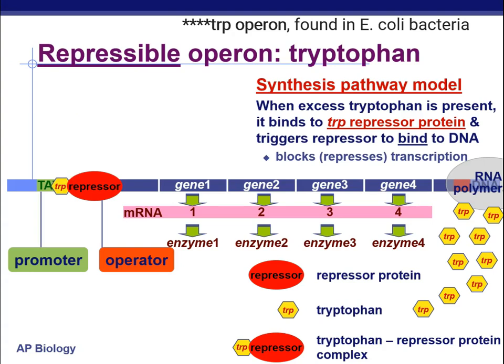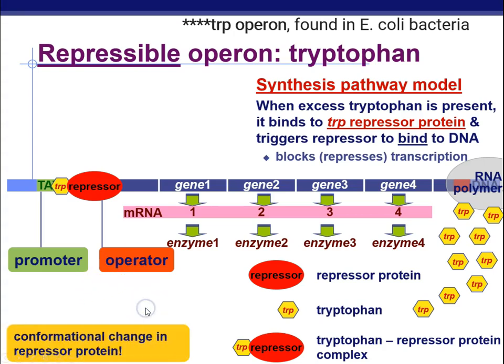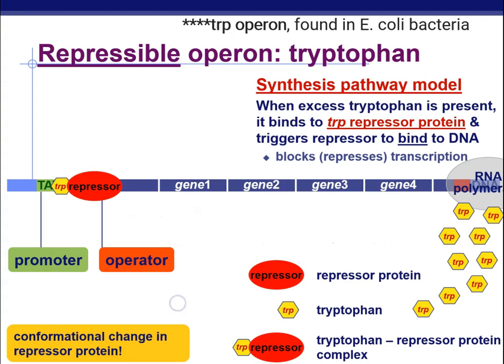So now tryptophan has bound to the repressor protein, and the repressor has then bound to the operator. This causes a conformation change and blocks our RNA polymerase. All right, so no RNA polymerase means no mRNA transcript, which means no enzymes to make tryptophan anymore. Therefore, the bacteria will start using their tryptophan and probably use it up.